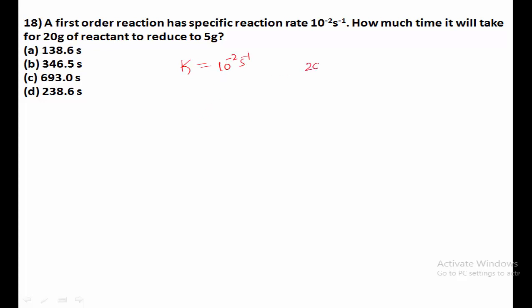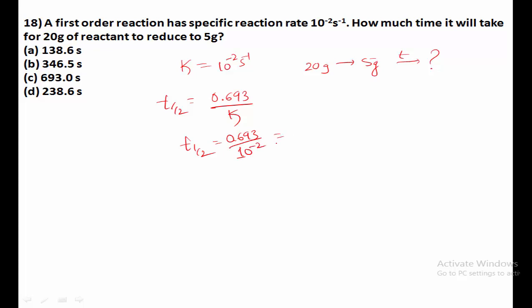Now to reduce from 20 gram to 5 gram, how much time will it take? Before that, find the half-life for this reaction. So how will you find the half-life? T half is equal to 0.693 divided by K. By using this you will find the half-life. So what is the value of K? Substitute the value of K. K is 10 raised to minus 2.